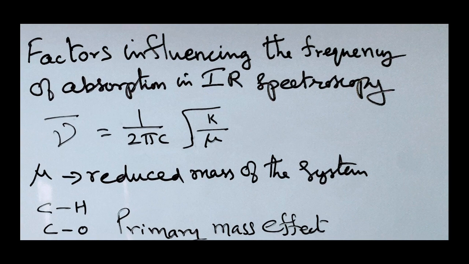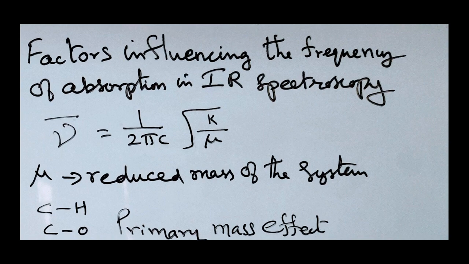The next terms, pi and c, are constants. The next term in the expression nu bar is equal to 1 by 2 pi c square root of k by mu is mu. Mu is your reduced mass of the system. And already we have seen that the reduced mass of the system is given by the formula mx my divided by mx plus my. So as the mass varies, the reduced mass of the system will vary. It will affect the frequency of absorption.